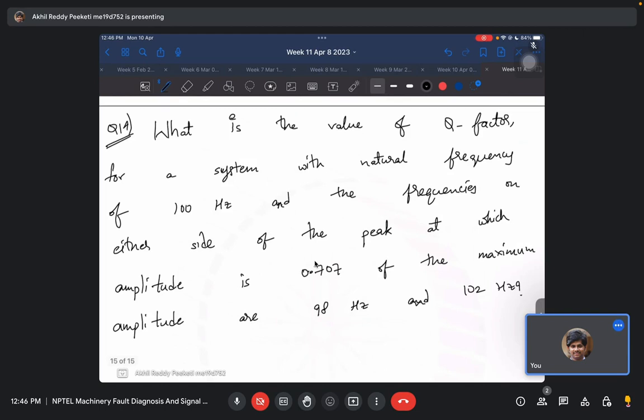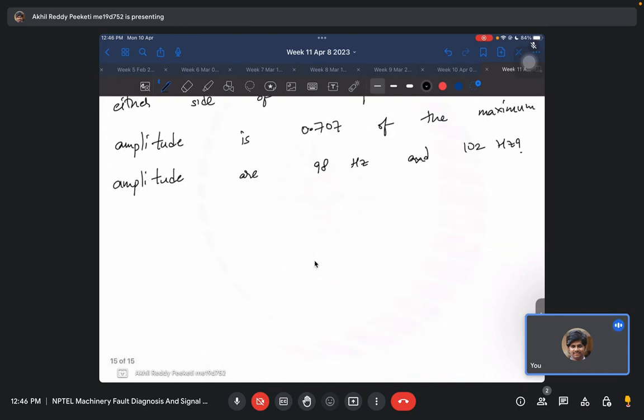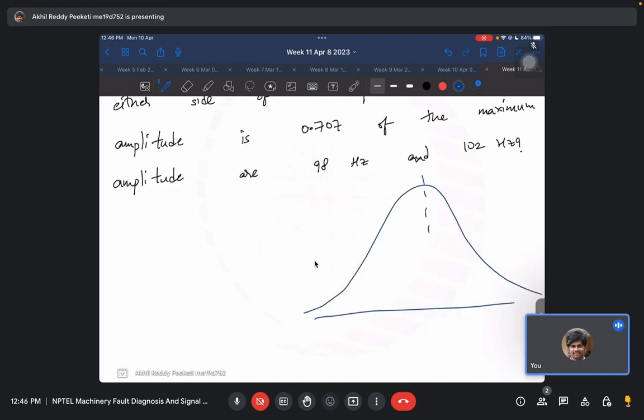So this question is how to estimate the Q factor, given that you know the natural frequency and the frequencies on either side of the peak at which amplitude is 0.707 times the maximum amplitude. Let's draw this. This is the frequency at which amplitude is maximum, f naught, the natural frequency, and on either side where the amplitude is 0.707 times the maximum, this is f1 and this is f2.